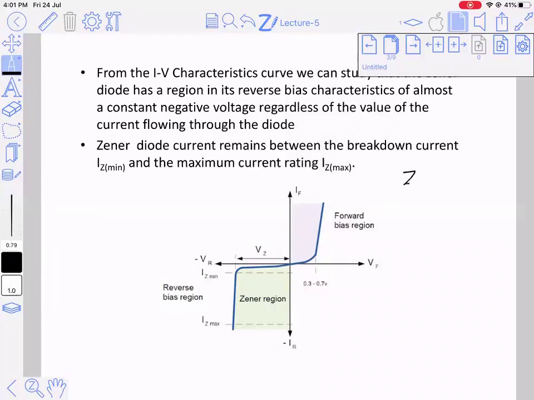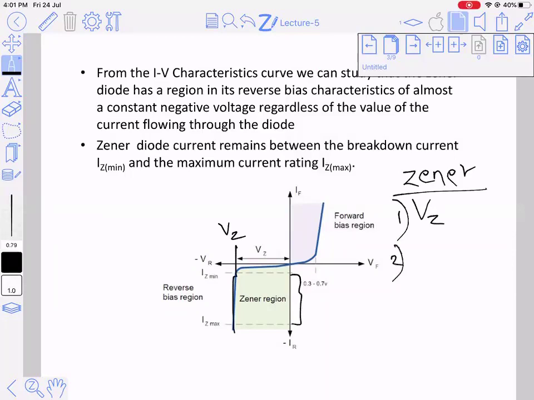First, when I talk about Zener, these three things come into picture. First is VZ. VZ is nothing but the point at which your Zener breaks down. So this point is your VZ. Large current IZ starts flowing. We limit our operation of Zener in this band.